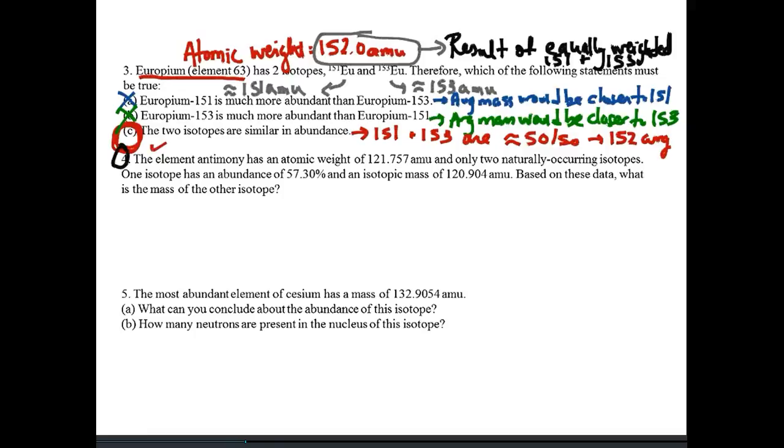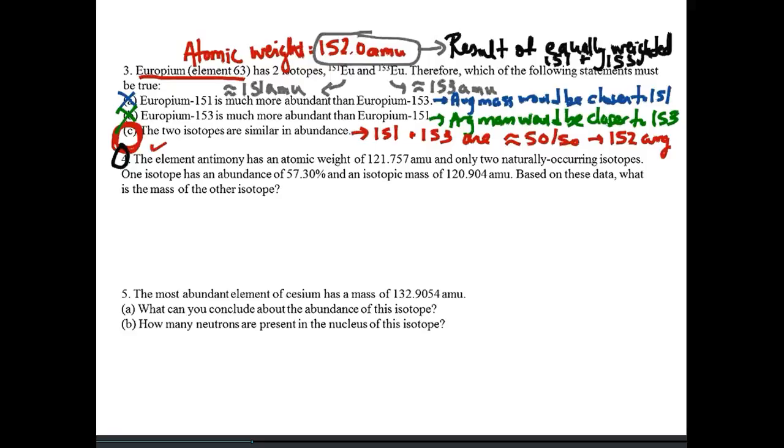Let's move on to number 4. So we have an element, antimony, which has an atomic weight of 121.757 AMU. It only has 2 naturally occurring isotopes. One isotope has an abundance of 57.30% and an isotopic mass of 120.904 AMU. Based on these data, what is the mass of the other isotope?